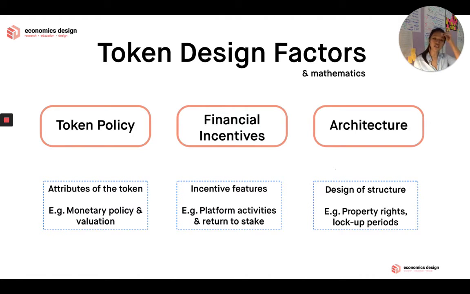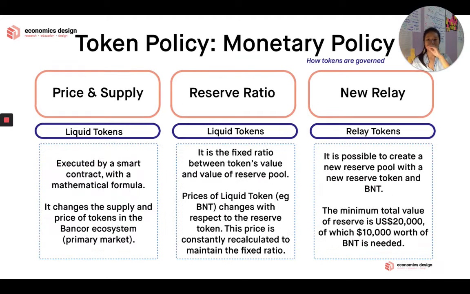And architecture, we're looking at the design of the structure, design of the token structure. We're looking at property rights as well as lockup periods. And then distribution and also some math. The algorithm that defines the structure of the tokens. So let's get started with monetary policy.